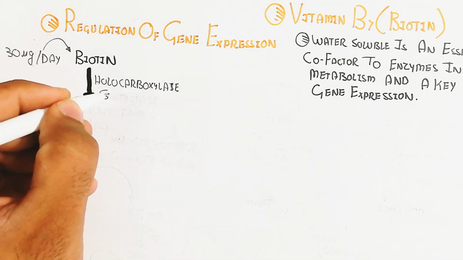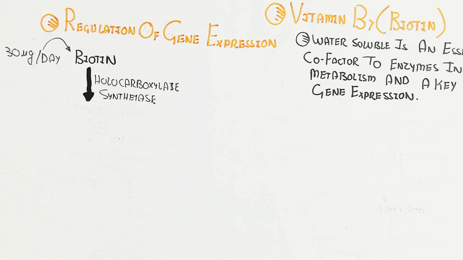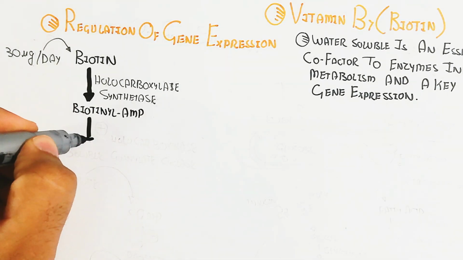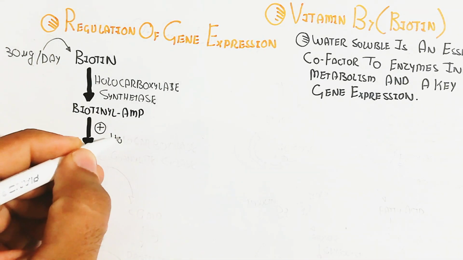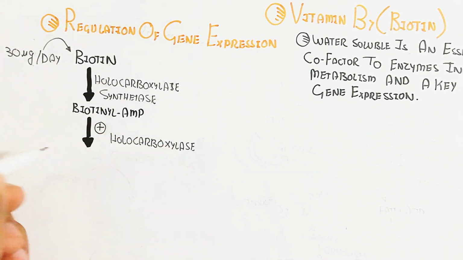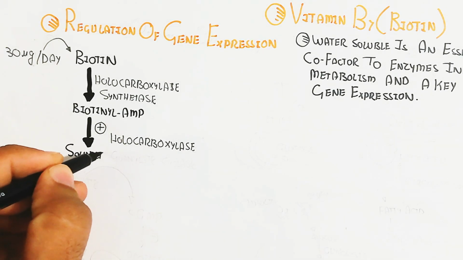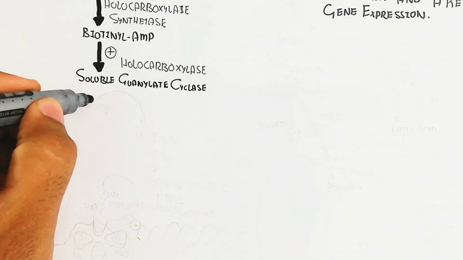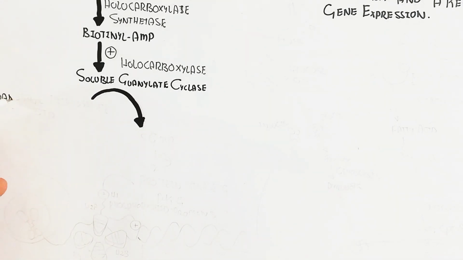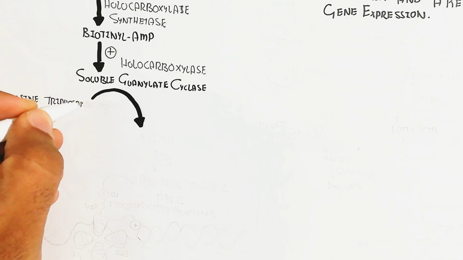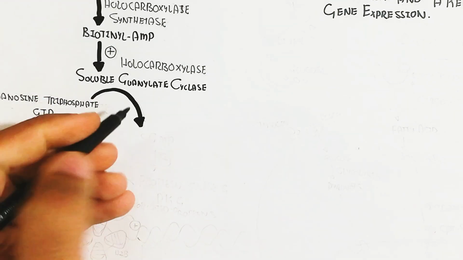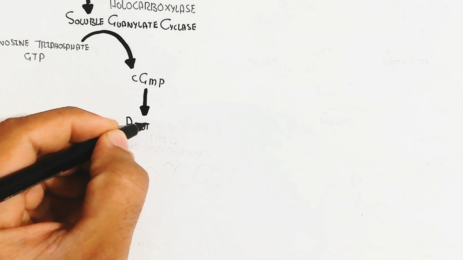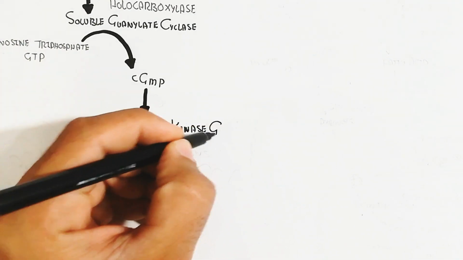When biotin enters the cell, it is activated through the holocarboxylase synthetase enzyme to produce biotinyl AMP. This biotinyl AMP, through holocarboxylase synthetase again, leads to soluble guanylate cyclase production. This soluble guanylate cyclase converts GTP into cyclic GMP, and pyrophosphate is released.